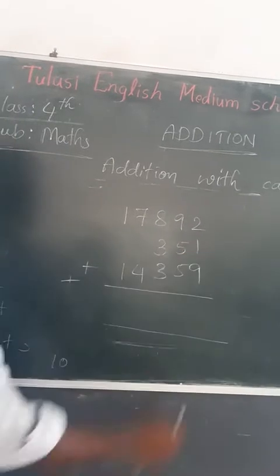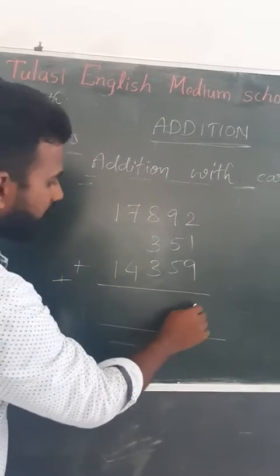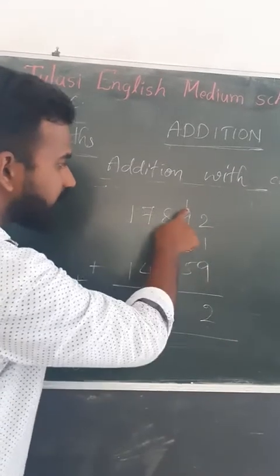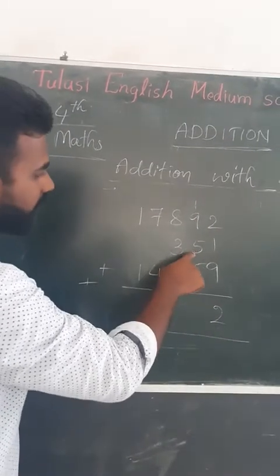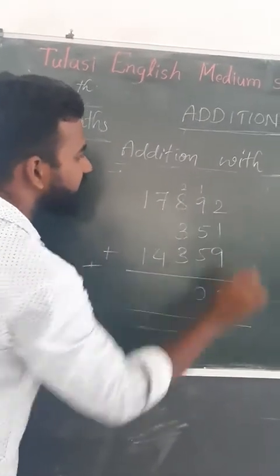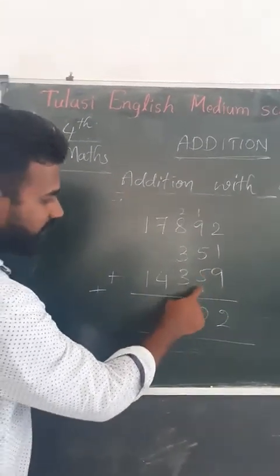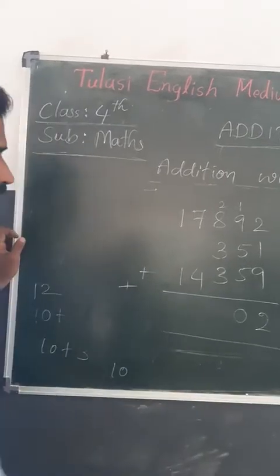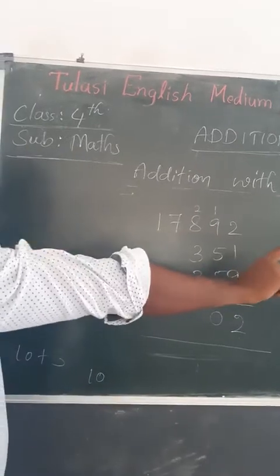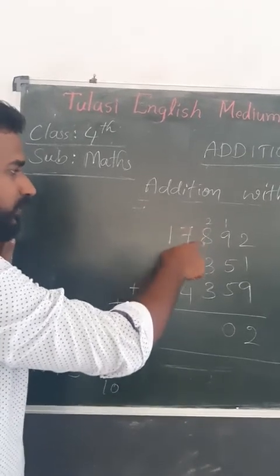So 2 plus 1, 3, 3 plus 9, 12, only 2, carry back. 10 ones I took as 100. 9 plus 1, 10, 10, 15, 20. So I am writing 0, I am taking carry 2 here. 9 plus 1, 10, plus 10, 20. So 2 tens, 20 tens, I took it as 200.